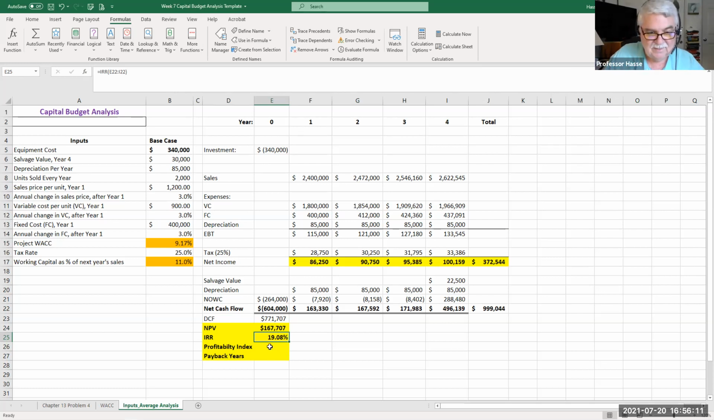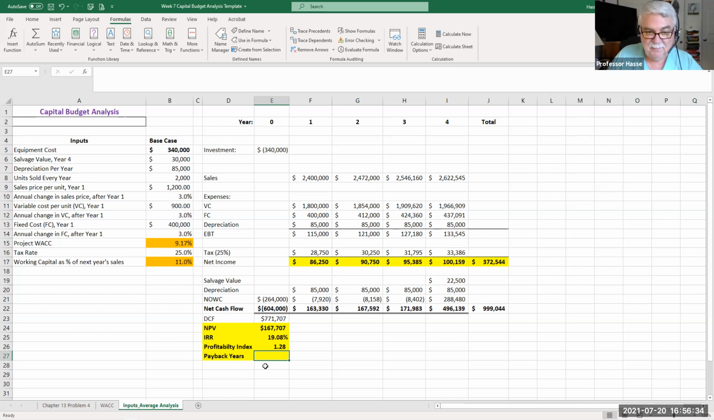Our profitability index is the ratio of the discounted cash flow to the investment. So equals discounted cash flow divided by negative the investment. And our profitability index is above 1.28. That's a good thing too. You want your profitability index to be greater than 1. That means you're making money.